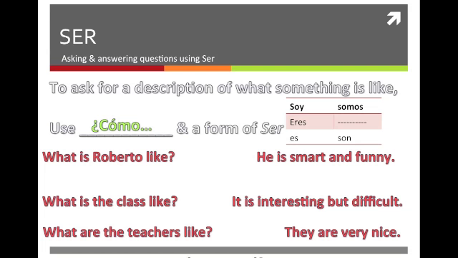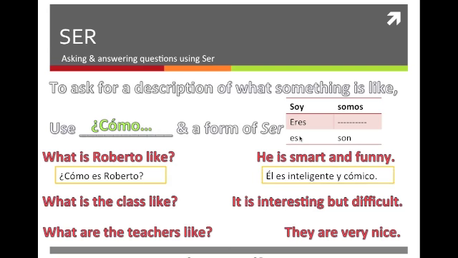All right, so let's look at this first one. What is Roberto like? So I already said we're going to use como. ¿Cómo es Roberto? And in that we have said, what is Roberto like? So let's think about the answer. He is smart and funny. Which one of these would I need to use for he is? If you said es, you're right. Él es inteligente y cómico.